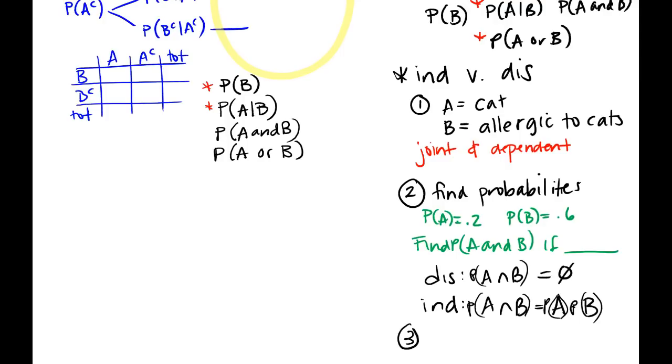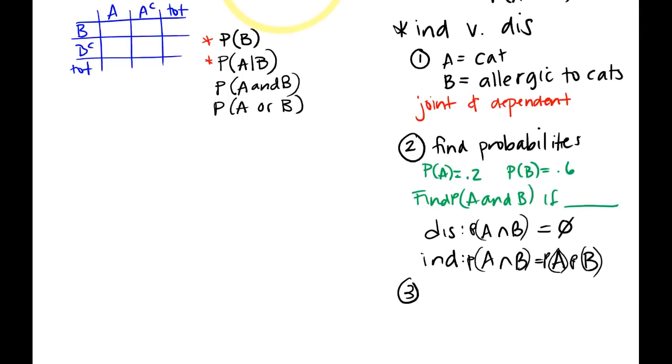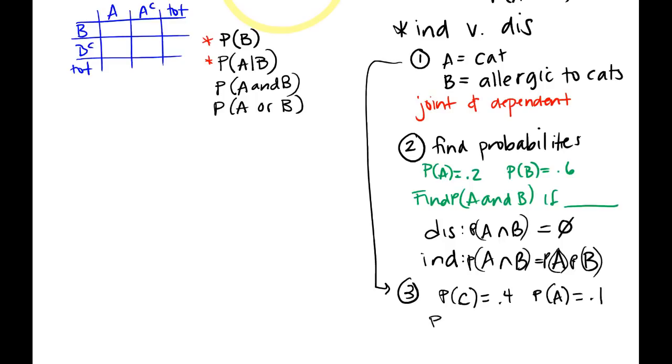And then number 3 is sort of like number 1, but with values. So if I told you the probability somebody owns a cat is 0.4, the probability someone's allergic to a cat is 0.1, and I told you that I happen to know the probability of owning a cat and being allergic, well, it turns out to be 0.02, very unlikely.